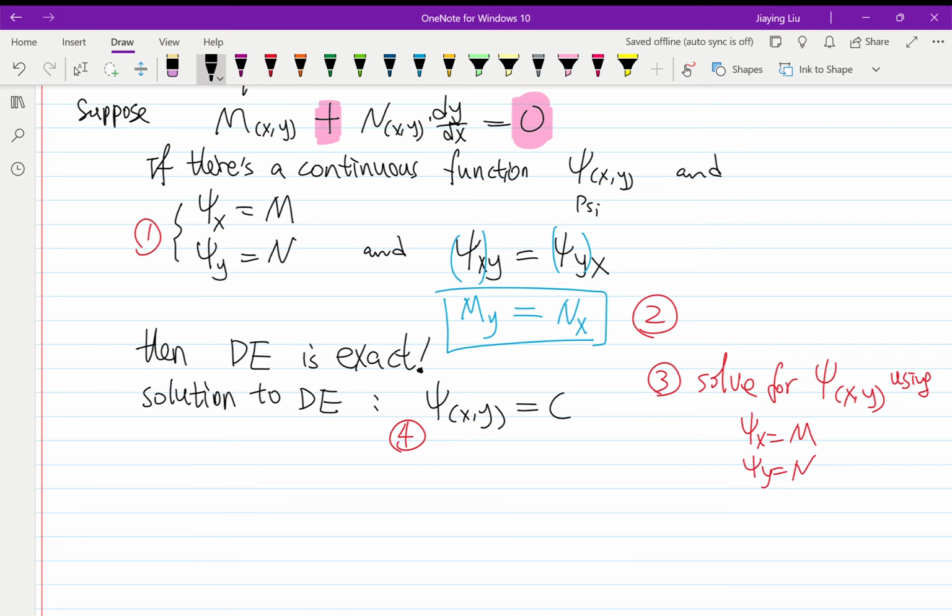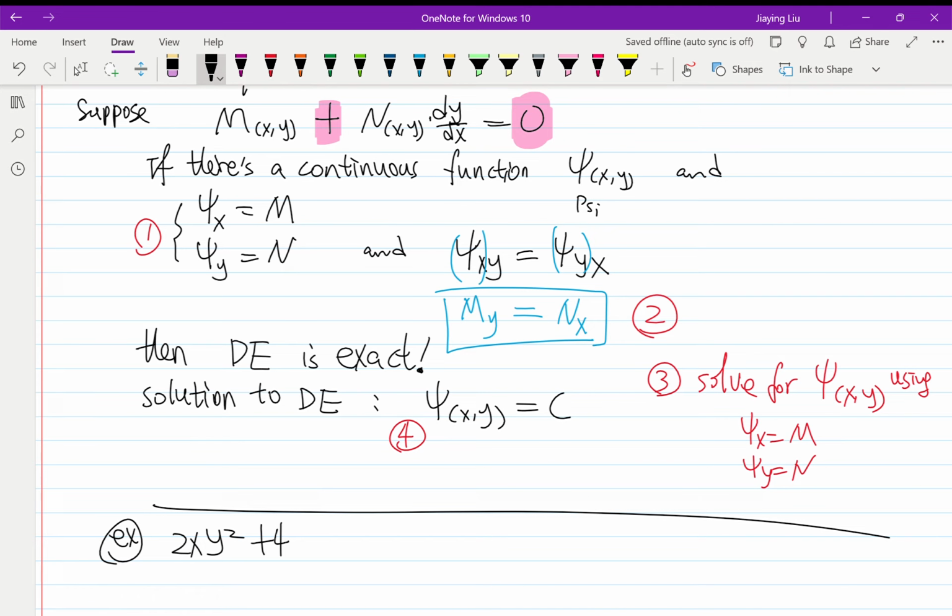So, any questions before I give you an example? I think the example probably helps a lot. So here's the example. Suppose I have 2xy squared plus 4 equals 2 times (3 minus x squared y) times y prime, with an initial condition. Don't worry about the initial condition until the very end. So we're going to solve this.